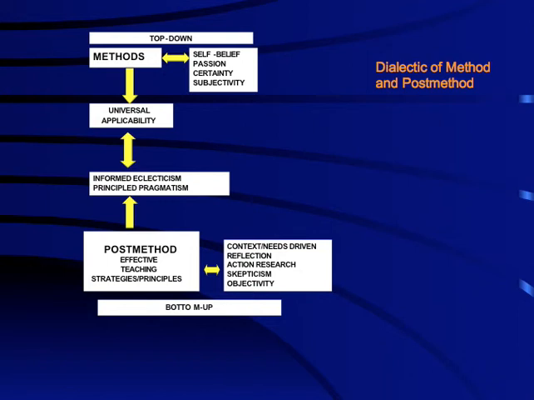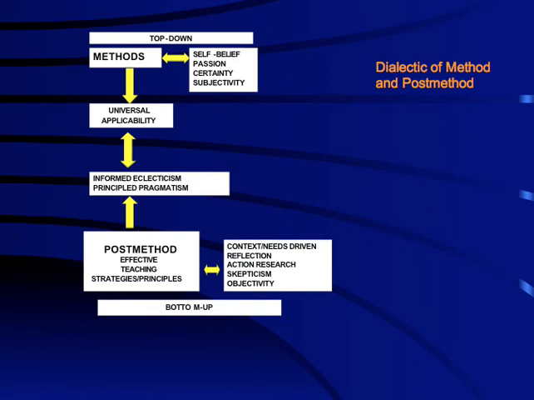So there is a tendency, or there should be a tendency in all good teachers, to have some kind of desire to impose certain methods because they feel they have a certain universal applicability. At the same time, teachers need to develop their methods from the bottom up. And this is where the post-method condition is important. If we want to be effective teachers, then we have to develop strategies and principles in response to context, in response to needs, in response to the kind of reflection we do about our teaching, which may be through action research. And it may also develop from a certain healthy skepticism about methods and what they can achieve. And this is very much more of an objective approach.